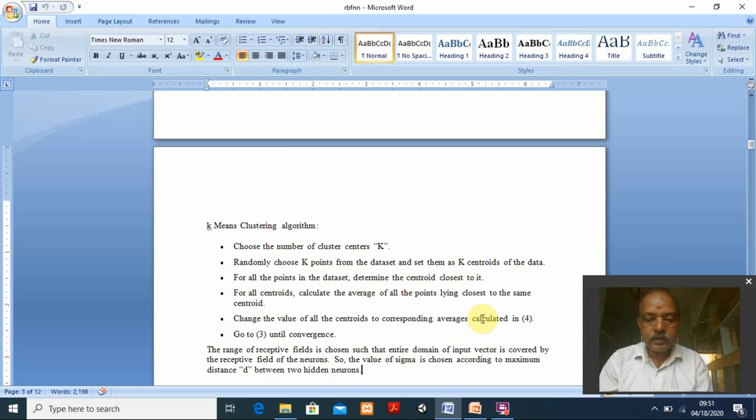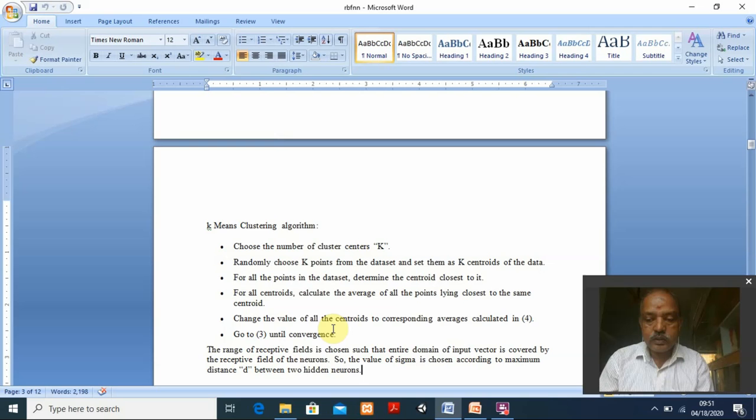For all the points in the data set, determine the center closest to it. So what are the points close to that one? That we have to decide here. That is the main purpose of this K-means clustering algorithm. And for all centroids, calculate the average of all the points lying closest to the same centroid and change the value of all the centroids to the corresponding average value, and go to step 3 until convergence is reached.